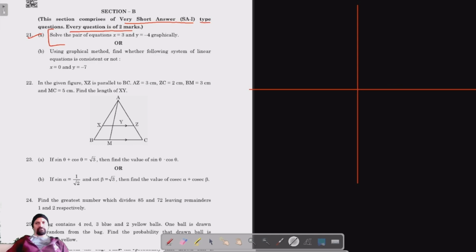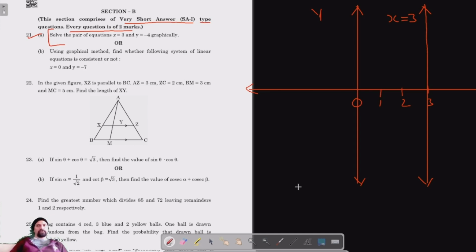And so let's say this is our plane with x and y axis. This is x axis, this is y. Now x is equal to 3 is a line which is parallel to y axis. So this is x is equal to 3.